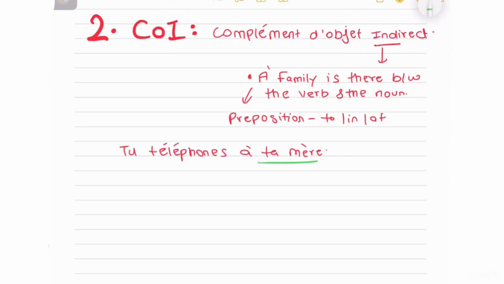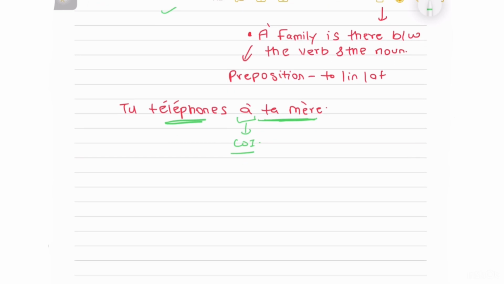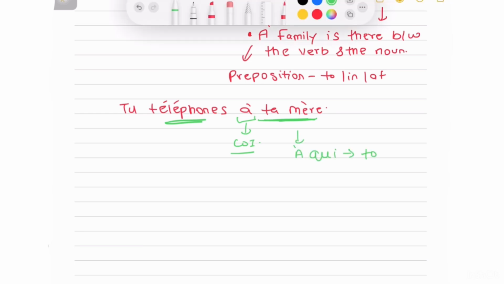Now here my objet is ta mère, your mother. I want to replace that. Between the verb and the object you will see à. That means it is not direct, it is not COD, it is indirect as in COI. So the presence of à indicates we're going to be using this pronom personnel. Here you'll also see the question changes. I told you in COD you can ask the question what or who. Here we can ask the question à qui, that is to whom.